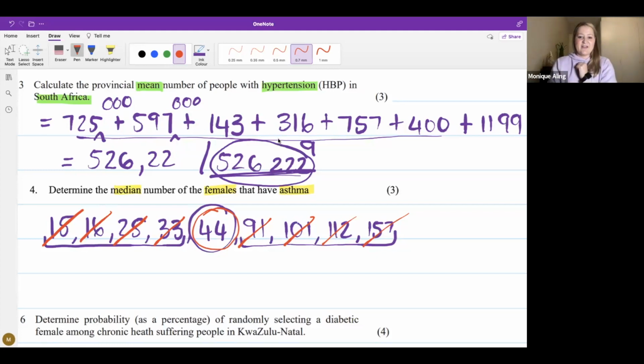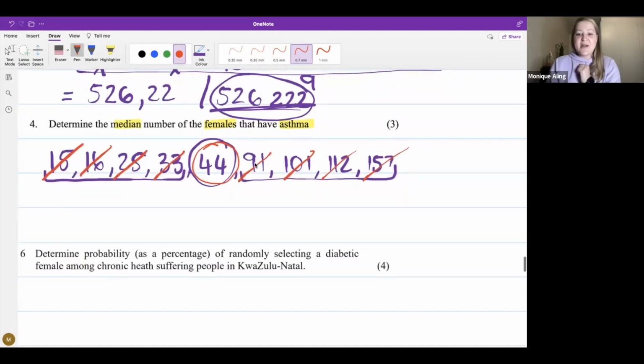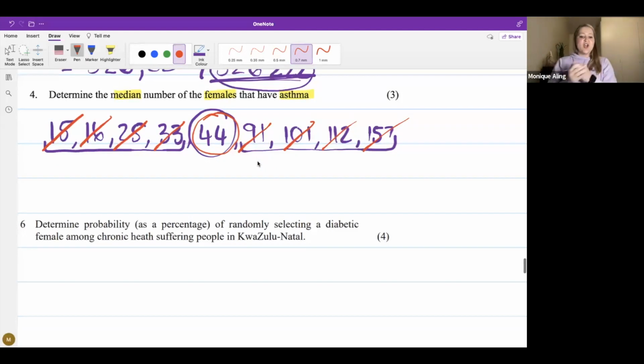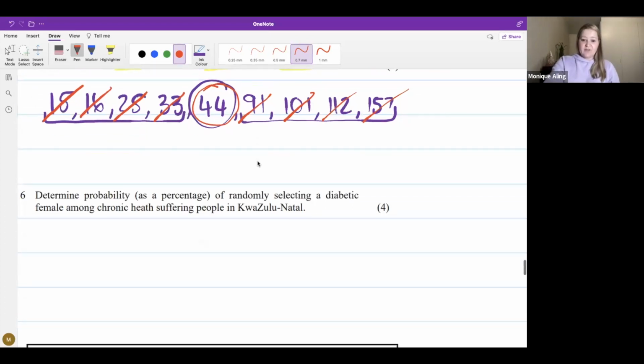Okay. Figured it out. Okay, all sorted. Now they've thrown a probability question into things. Determine the probability as a percentage of randomly selecting a diabetic female among chronic health suffering people in KZN. So selecting a diabetic female among everyone that is sick in KZN.